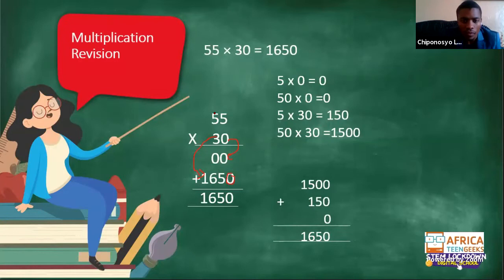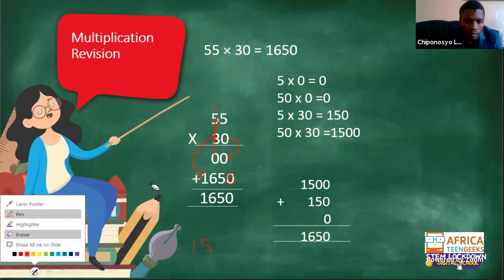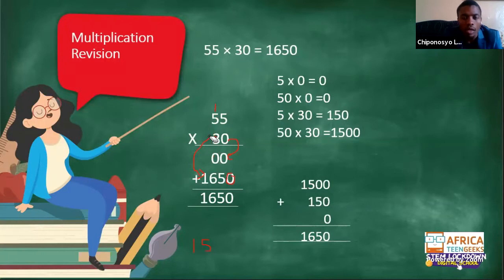3 times 5, 15. Then you say carry 1. So remember, 3 times 5 is 15. It has 2 digits, right? So we drop the 5 here and we put 1 over. Then you say 3 times 5 again, it's what? 15. Plus 1, it's 16. And because there's nothing else, you don't need to carry on to anything else. You just drop the 16, 1 and 6. And then you add everything together and you get 1,650.